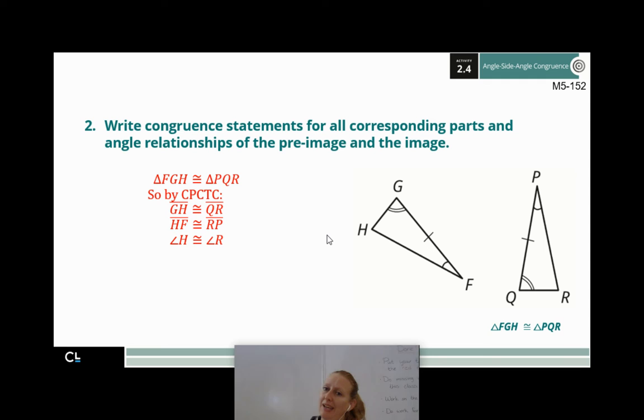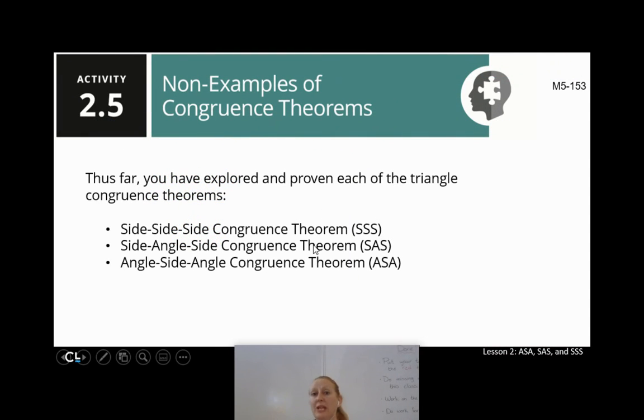Yay. So you now know three different ways to prove triangles are congruent. You have the SSS, side-side-side congruence theorem. You have SAS, the side-angle-side congruence theorem. And you have the angle-side-angle congruence theorem, also known as ASA.